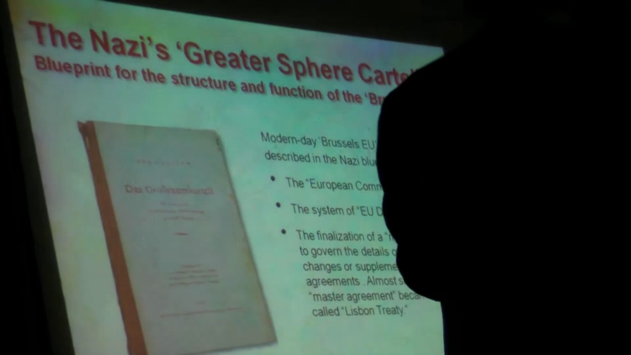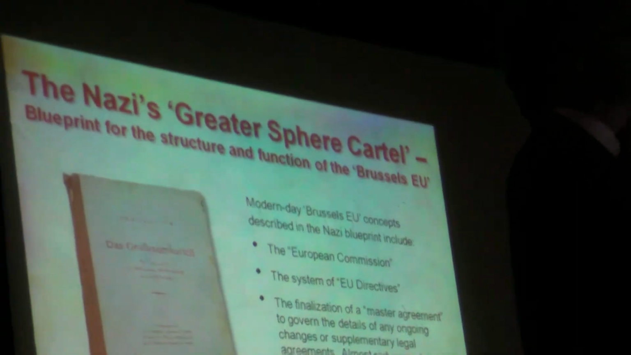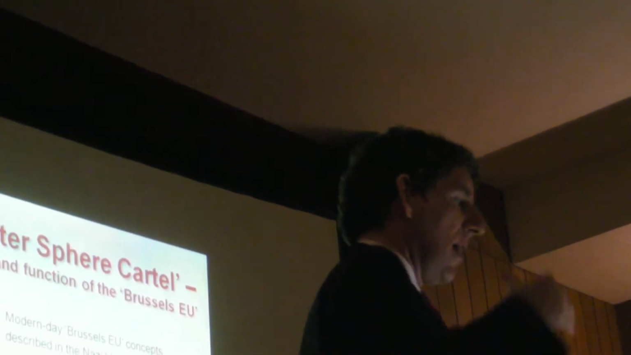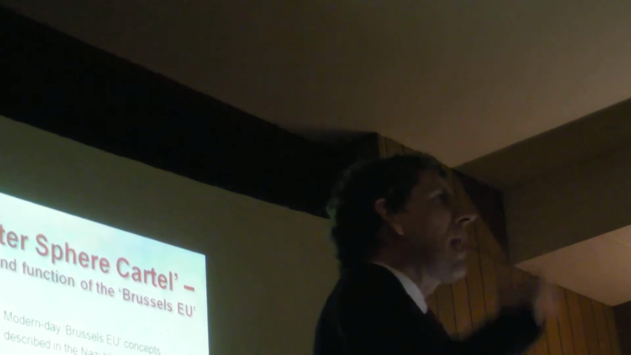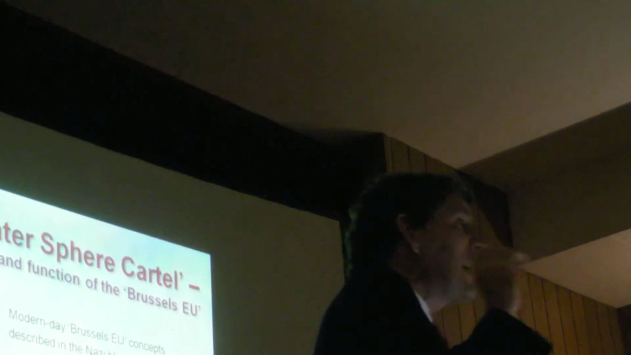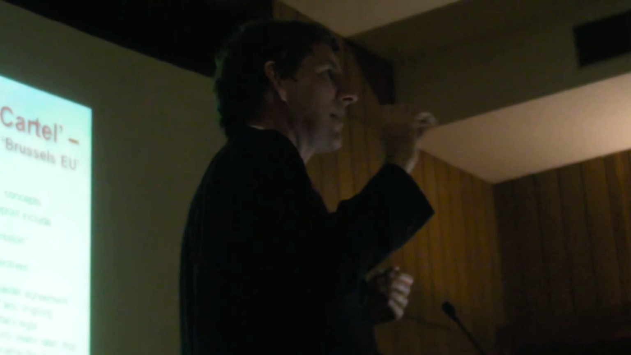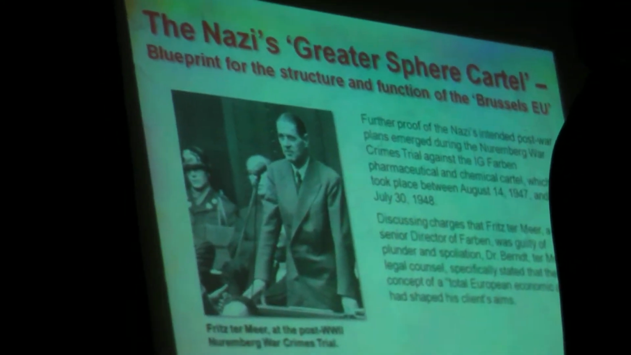And finally, we have this other aspect, the finalisation of a master agreement, as Scholzer called it. And this was to govern the details of any ongoing changes to the system. Any ongoing legal changes, any ongoing legal agreements at the political and governmental level in Europe. The key point about this master agreement is that almost 60 years later, it took shape and form in what we now know as the Lisbon Treaty. I'll come to that again a bit later.